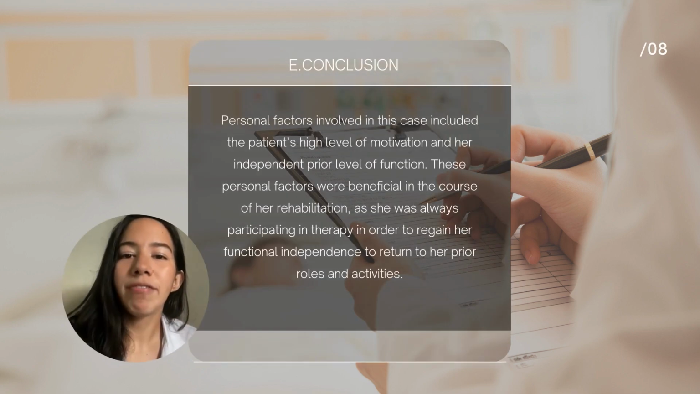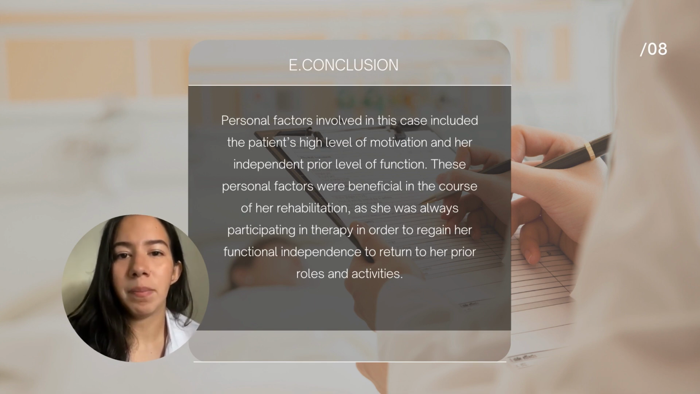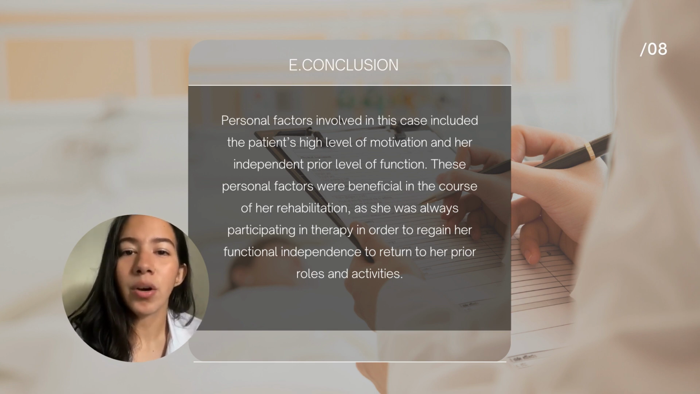Conclusion. Personal factors involved in this case included the patient's height, level of motivation, and her independent prior level of function. These personal factors were beneficial in the course of her rehabilitation, and she was always participating in therapy in order to regain her functional independence to return to her prior roles and activities.